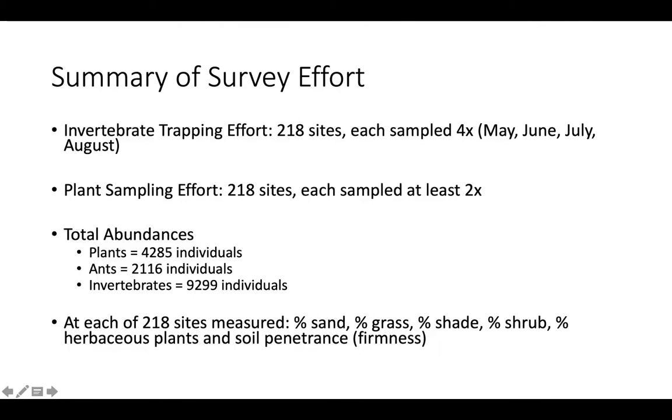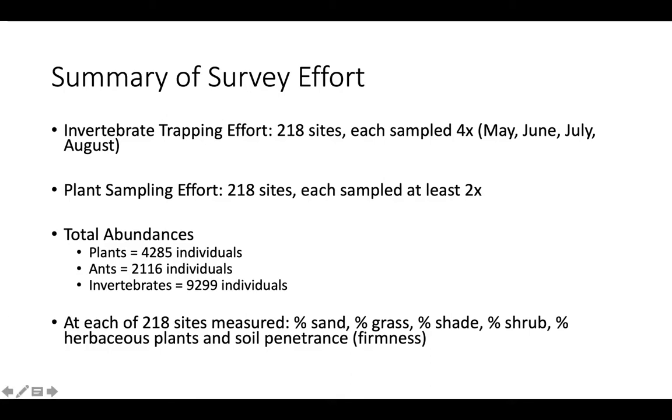For each of those same 218 sites, we sampled the plants. We went back twice. This wasn't to recount plants, but rather to see plants when they were flowering. There are several species on the dunes that you can only identify reliably when they have a flower head, especially grasses. And so we went back at least twice to try to get those plants when they were flowering.